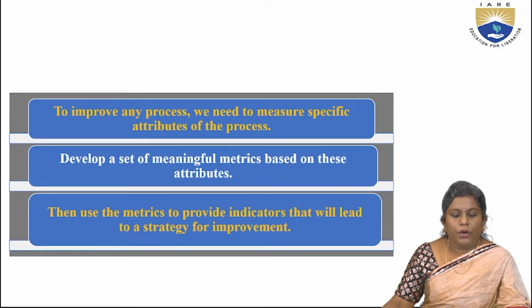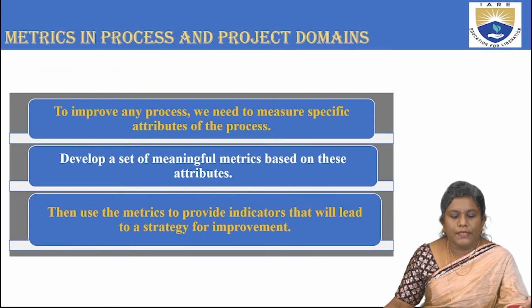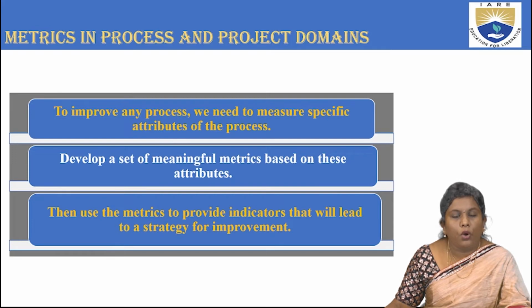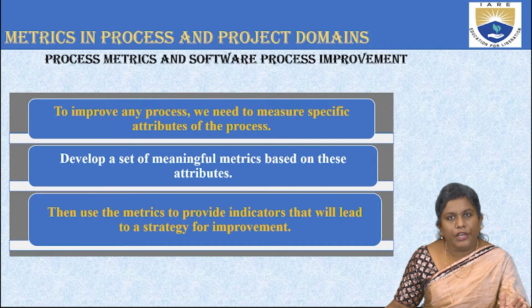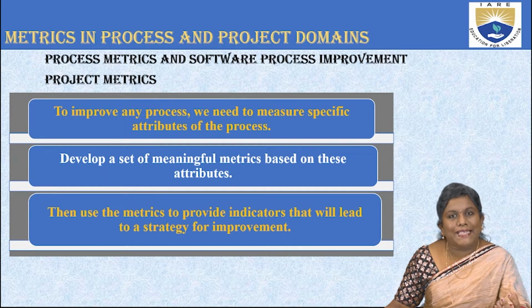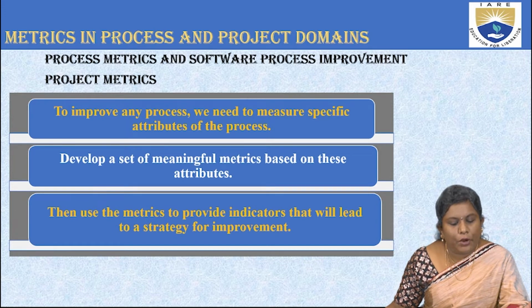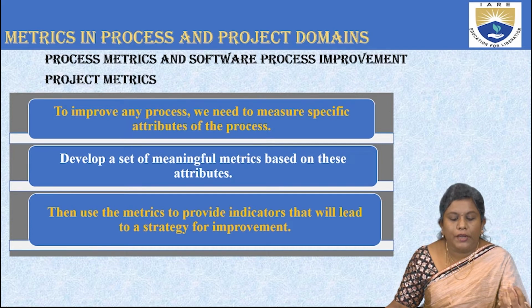Fine. Moving to the metrics in process and project domains. Our concentration is on what metrics are. Metrics is generally for improving the software quality or product quality, or getting a good project done at the end of the day. So what exactly does this metrics mean and what do they do? As the first point says, it is trying to improve a process. We need to measure specific attributes of a process.